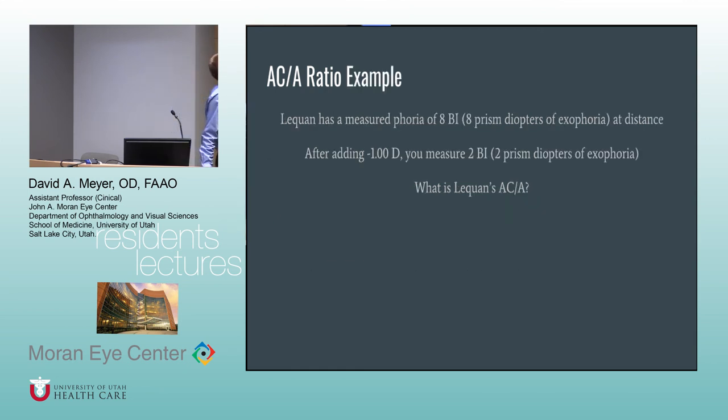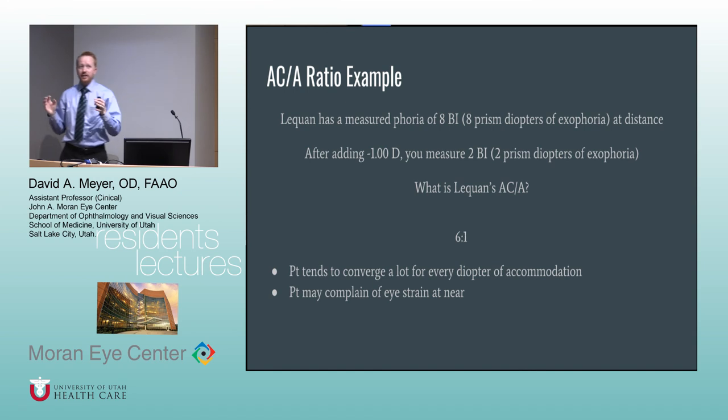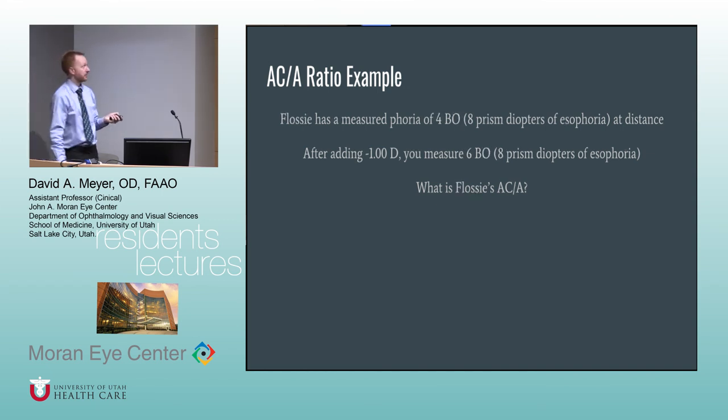Okay, so Laquan has a measured phoria of 8 base in, so eight prism diopters of exophoria at distance. When he looks off in the distance, he's exophoric by 8 prism diopters. Common. When you add minus 1 diopter, you measure 2 base in. So I'm still exophoric, but not nearly as much. What's his ACA? ACA is 6:1. That's a high ACA. For every diopter that I accommodate, I converge a ton, 6 diopters. That can lead to problems, especially up close. If I'm looking at something really up close, I'm converging like crazy. That can cause double vision and eye strain.